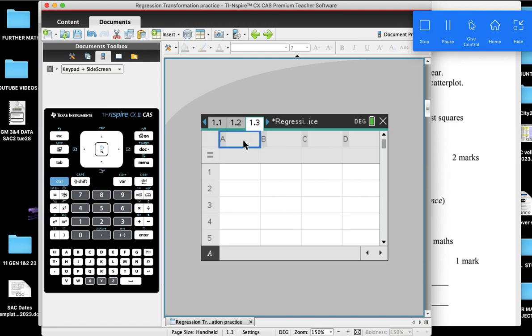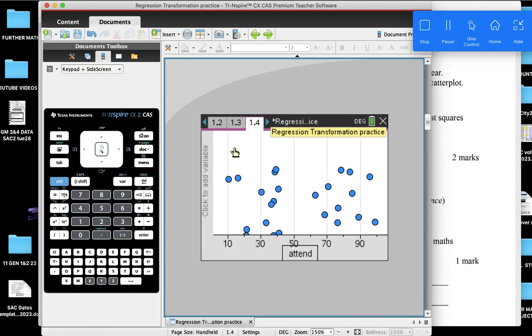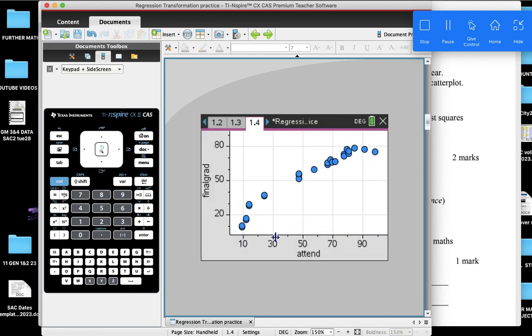So the first thing you would do is you got to type in those lists. So I called mine attend, and then the final grade. Okay, so we typed them all in. So let's go have a look. If you were doing this normally, here's attendance, here's the final grade, that's the scatter plot. So they think that it's nonlinear. You can see there is a bit of a curve there, so it probably is. So let's go check the residual plot to make sure it's nonlinear.